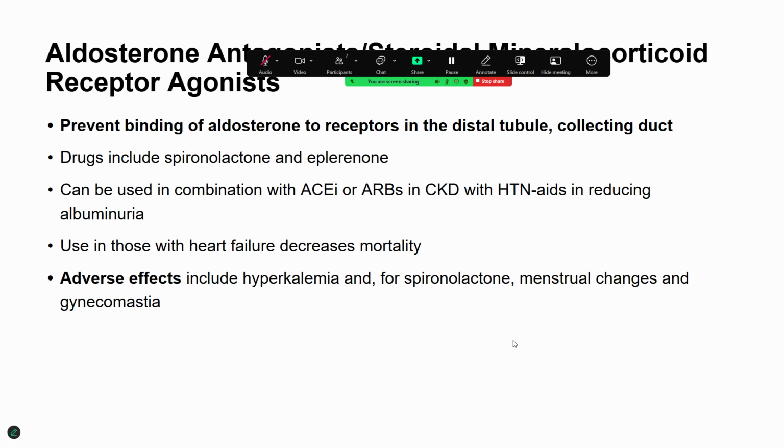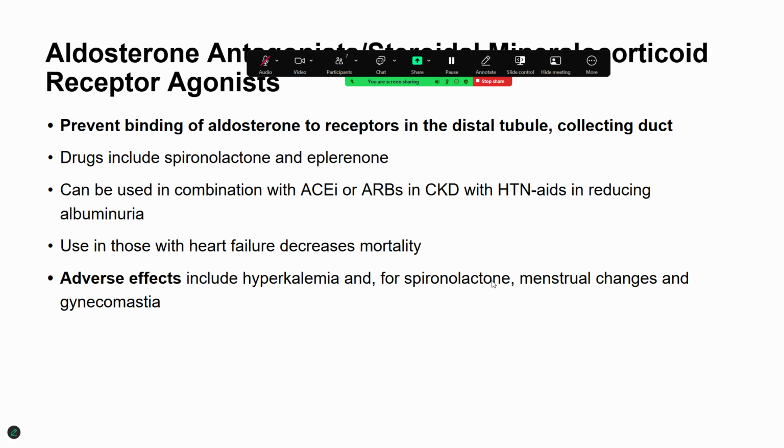The aldosterone antagonists, which include spironolactone and eplerenone. You'll see these in heart failure, and I've seen them in liver disease patients as well. Some adverse effects would be hyperkalemia, specifically with spironolactone. You'll see menstrual changes and gynecomastia in male patients.